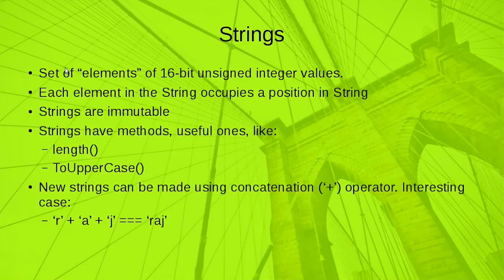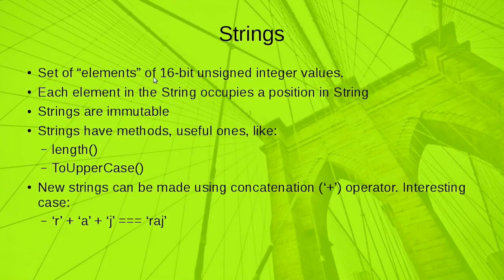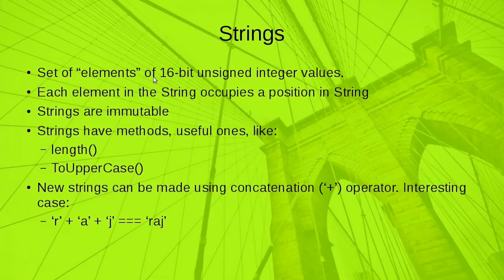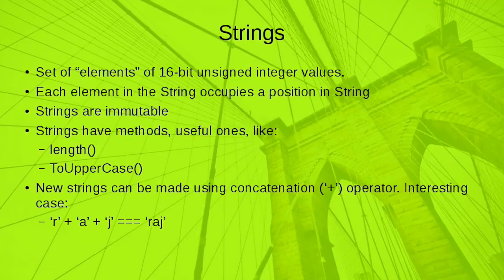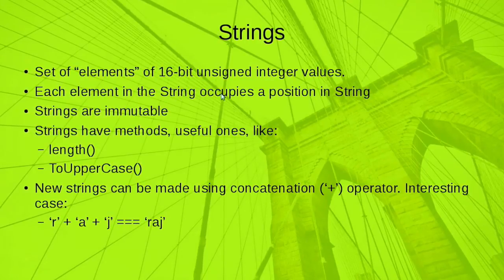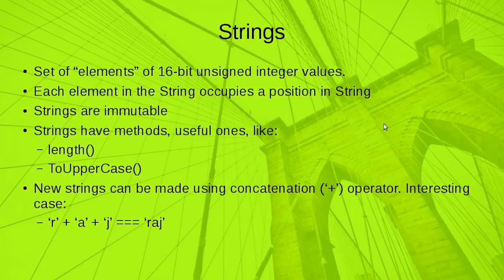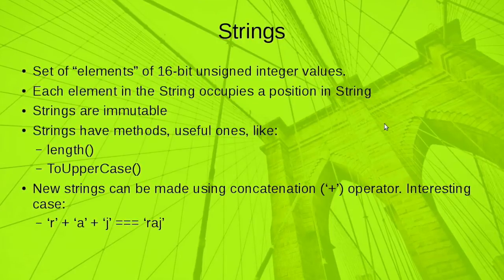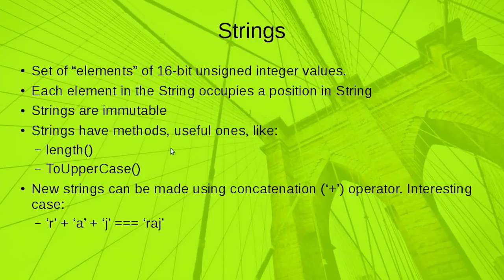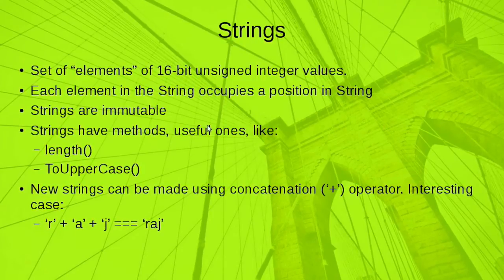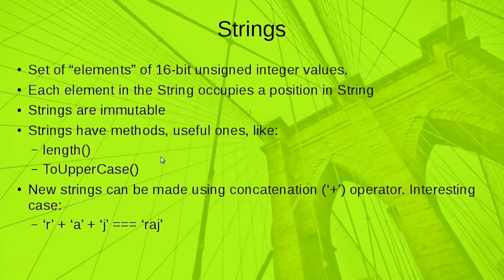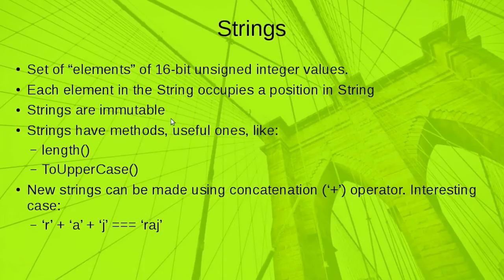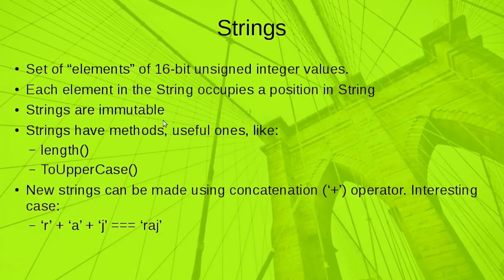The string is a set of elements of 16-bit unsigned integer values. Like if you have a name Rajat, Rajat contains 5 individual elements, and each element in a string occupies a position in the string. So R occupies position number 0 in the string Rajat. Plus, strings are immutable. Once a string is defined, you cannot change it, right? But there are certain ways to create new strings out of the immutable string.